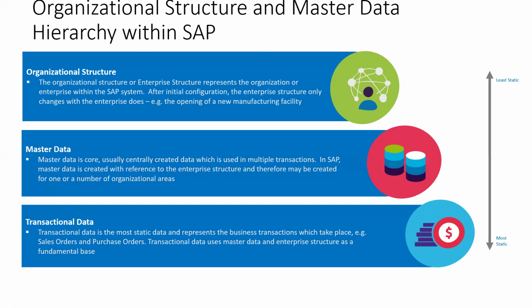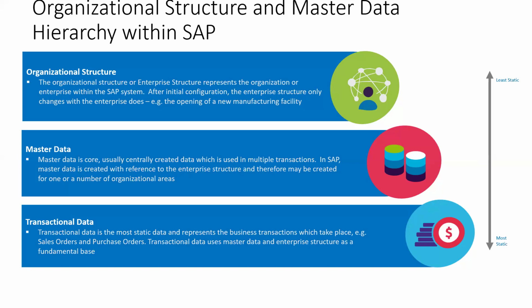And once we have these two different kinds of data, then by using that data, you can execute any kind of transaction in a system. So transactional data is the most dynamic data and represents the business transactions which take place. For example, sales order, purchase order, goods receipt, goods issue, then payment processing. These are the transactions. Anything which the business performs in a system is called transactional data.